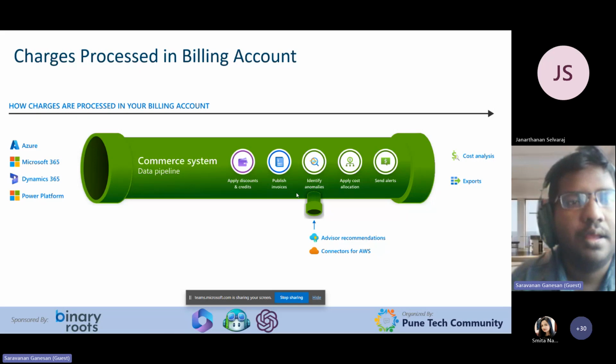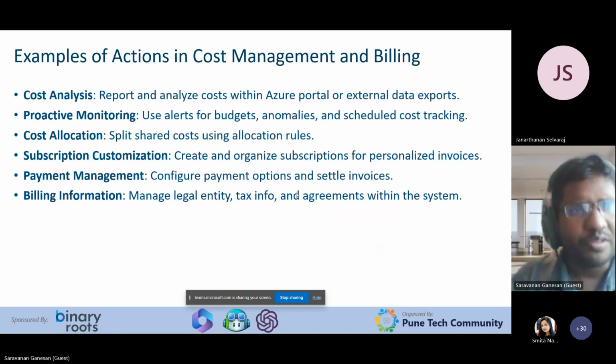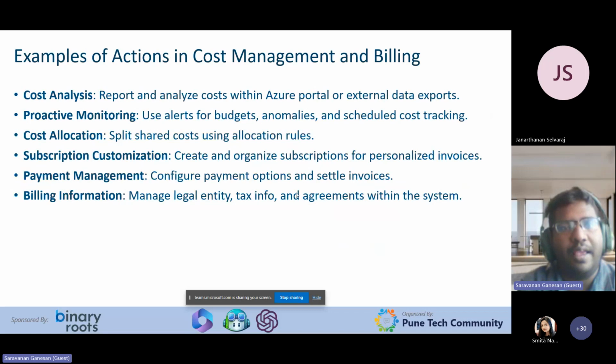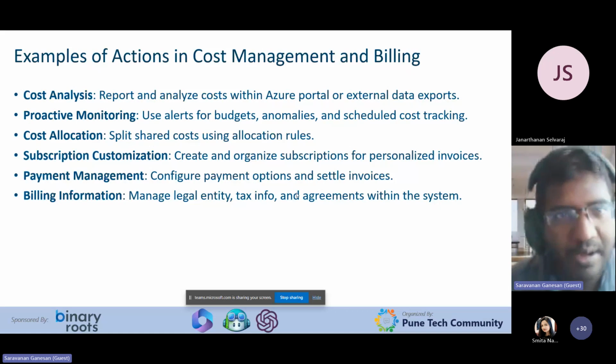Okay, and then let's see what kind of actions or examples this cost management and billing has. Using cost management and billing, we can do cost analysis, proactive monitoring, cost allocation, subscription customization, payment management, and billing information. These are the actions of the Microsoft Cost Management and Billing service. So we will go one by one in this case.